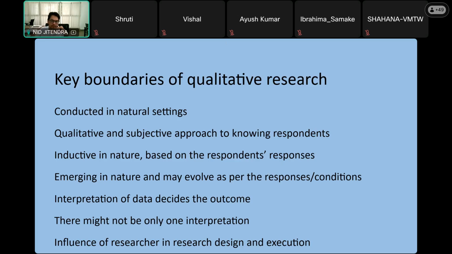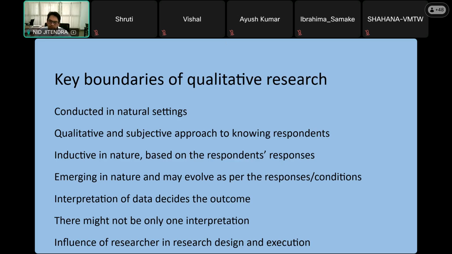There might not be only one interpretation. So you might feel that the person is saying yes as well as being in doubt. Or the respondent might be having multiple perspectives on something, and you have to take one of those. Or situations might emerge with multiple outcomes, which need to be understood right. So there are multiple interpretations of a situation, and those need to be taken care of.